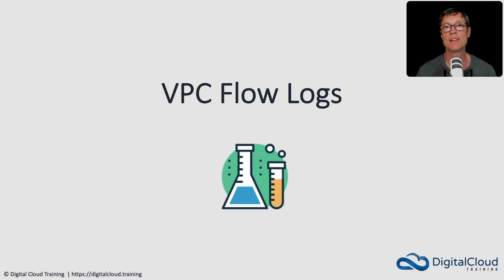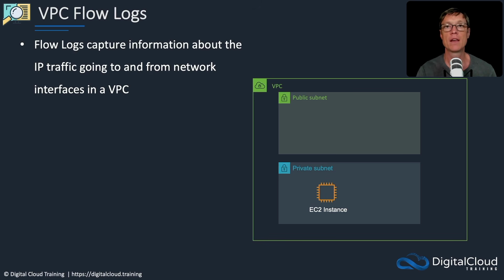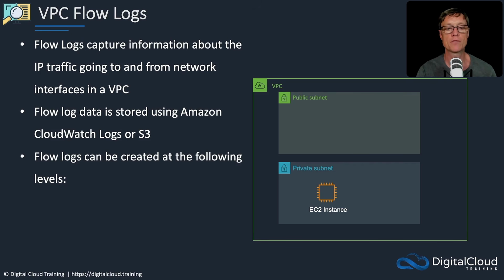Hi guys, in this lesson, you're going to learn about VPC flow logs, and then we're also going to set a flow log up to see how it works and what data it actually captures. So VPC flow logs capture information about the IP traffic going to and from network interfaces in a VPC. The data is stored using CloudWatch or Amazon S3.